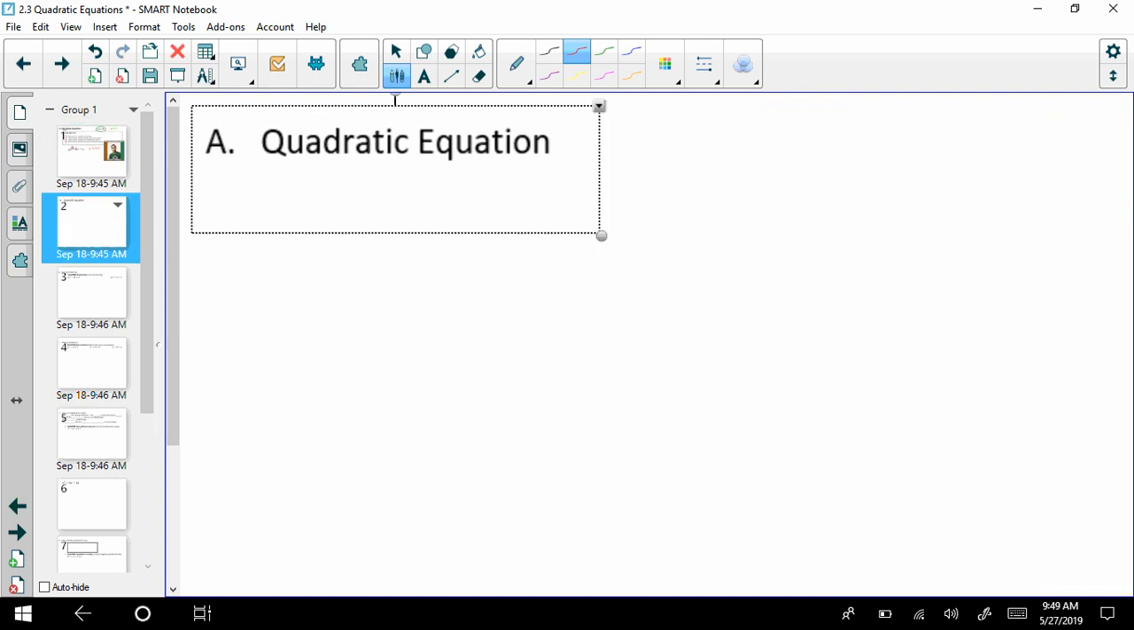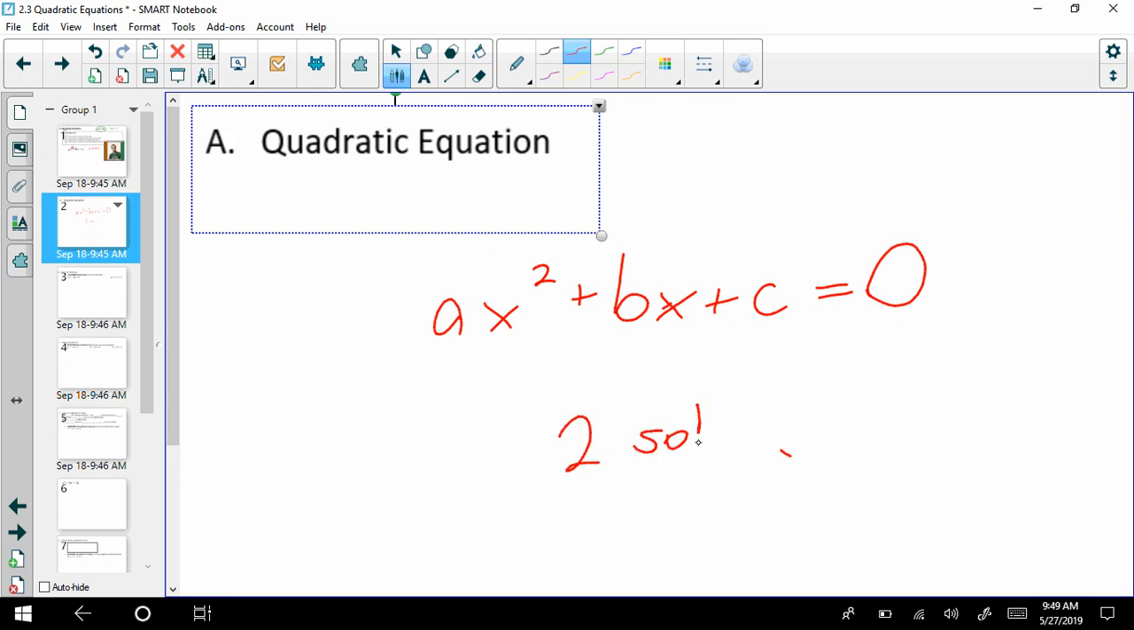So, a quadratic equation, again, is just what I was mentioning. They will be in this form, ax squared plus bx plus c equals 0. A, b, and c are numbers, and the highest exponent is a 2. One other note you might want to make to yourself, when we solve quadratic equations, there will always be 2 solutions or 2 answers.